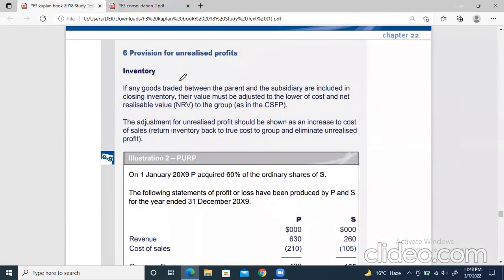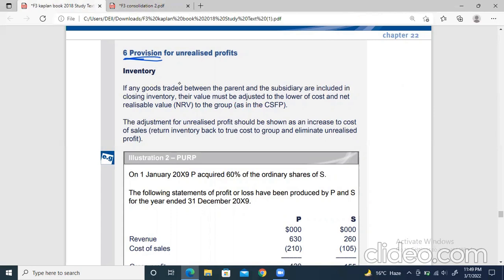So if you're wondering what the P-U-R-P means, it is basically provision, but it's not anything to learn over here. You can call it URP, you can call it just imaginary profits, you can call it unrealized profit, anything. But the full form of this is provision of unrealized profit, PURP.